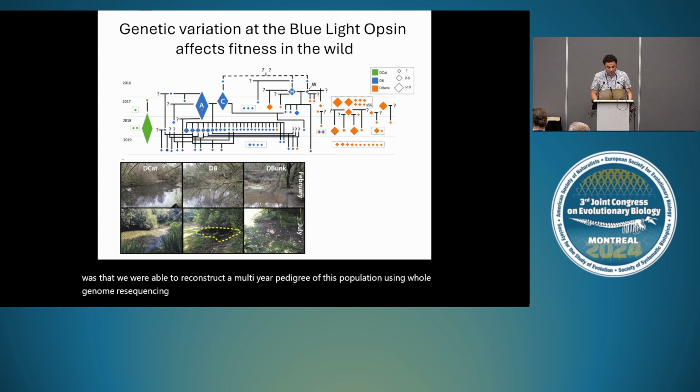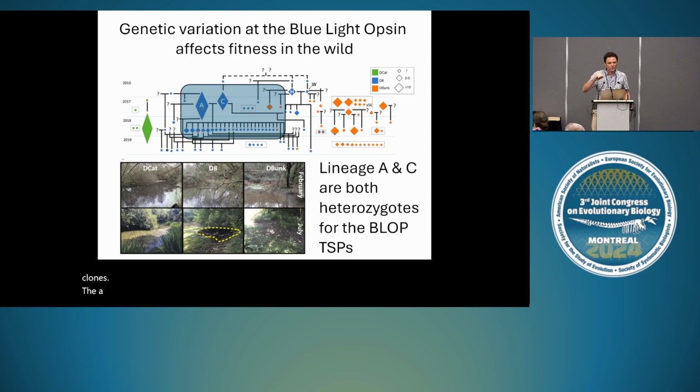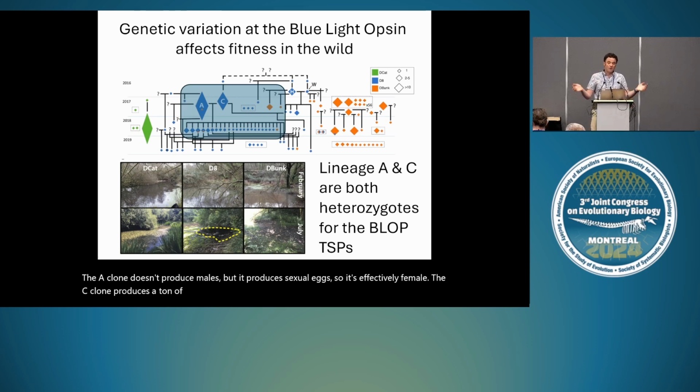And in one of the years, in 2017, one of the ponds that we studied, D8, became dominated by two clones that we call A and C. And the size of these triangles or these diamonds reflects the abundance of these different clones. The A clone doesn't produce males, but it produces sexual eggs, so it's effectively female. The C clone produces a ton of males. And the pond went dry between 2017 and 2018. And so in 2018, all the individuals in that pond were F1 hybrids between A and C clones, right?